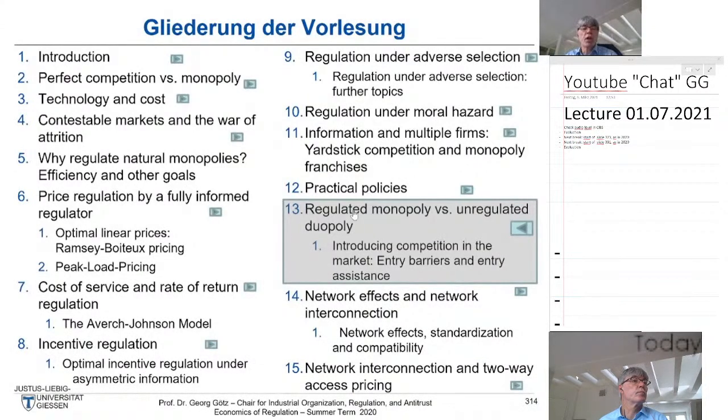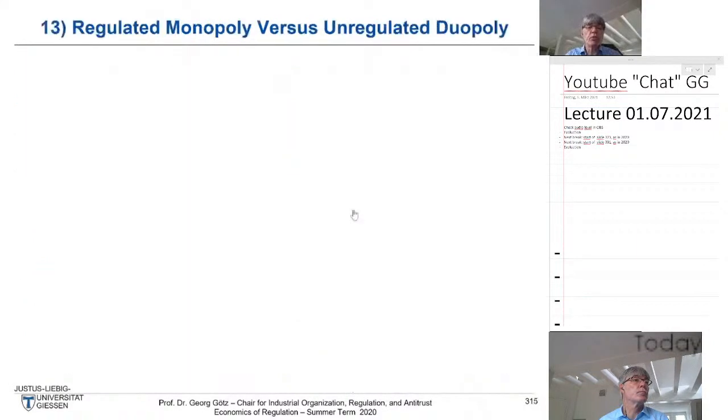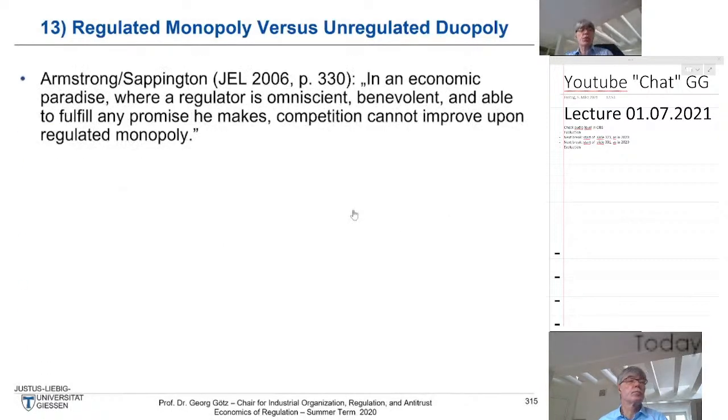Actually, we pick up here a discussion we already had in chapter 5, and I want to start with this. So we do a comparison between what to expect if we regulate a monopoly compared to the situation where we allow competition and where we might end up with an unregulated duopoly, for instance. I want to start here with what I think is a quite strange quote by Armstrong and Sappington. It's from their survey article in the Journal of Economic Literature. They state that in an economic paradise where a regulator is omniscient, benevolent, and able to fulfill any promises he makes, competition cannot improve upon regulated monopoly.